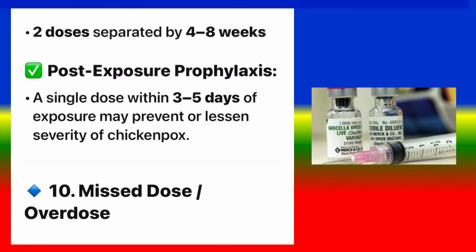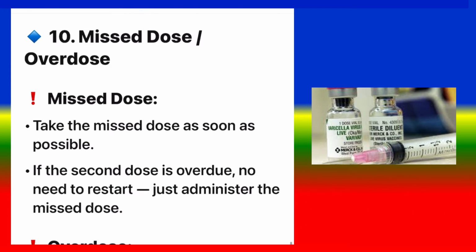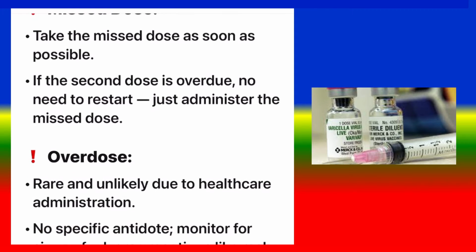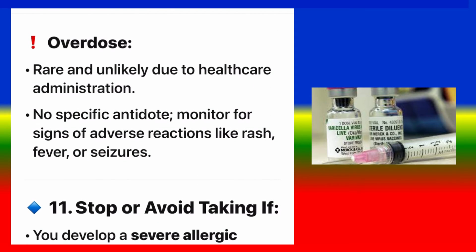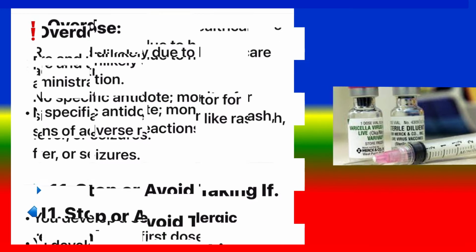10. Missed dose, overdose. Missed dose: take the missed dose as soon as possible. If the second dose is overdue, there is no need to restart. Just administer the missed dose. Overdose: rare and unlikely due to healthcare administration. No specific antidote. Monitor for signs of adverse reactions like rash, fever, or seizures.